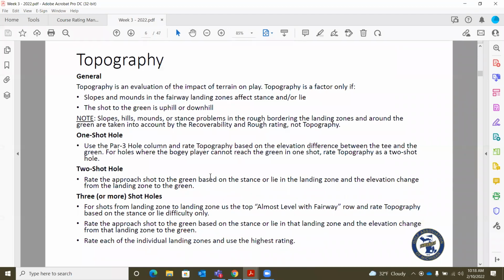Okay, on a 2-shot hole or more, it's a little bit different. We're going to have not only the par 3 example where we have our approach shot to the green, but we're also going to have landing zones between the tee and when we get to the green. So when we're looking at a 2-shot hole, for example, we're going to look at the approach shot as well as a landing zone, and we're going to have a value there.